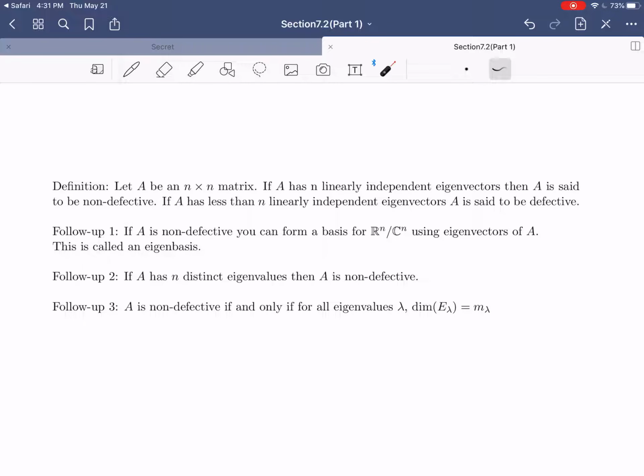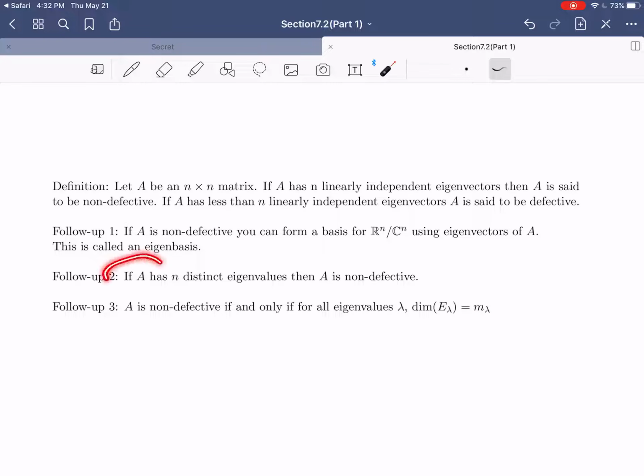And that's simply because we know the dimension of the eigenspace is capped by the multiplicity. Since they can't go beyond their multiplicity, if one of them is lacking, there's no way to make that up amongst the others. So the only way you're going to be non-defective is if for every eigenvalue, the dimension of the eigenspace, or the number of linearly independent eigenvectors for that eigenvalue, exactly matches the multiplicity.